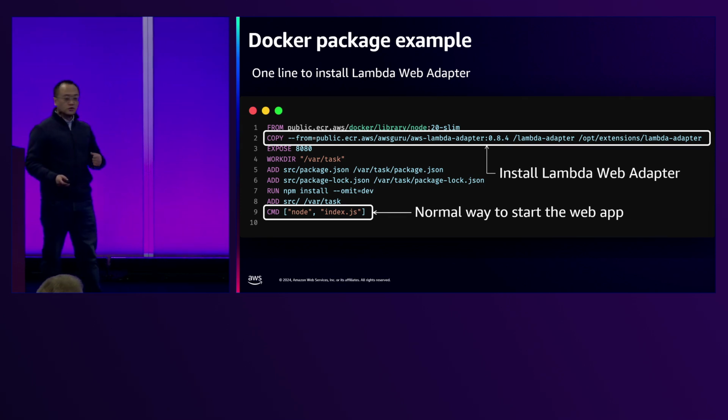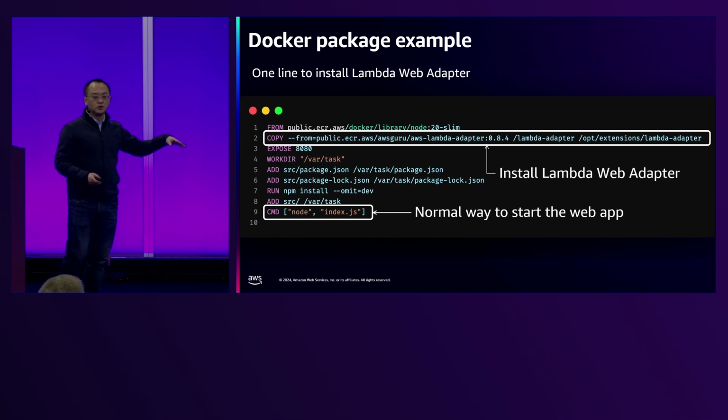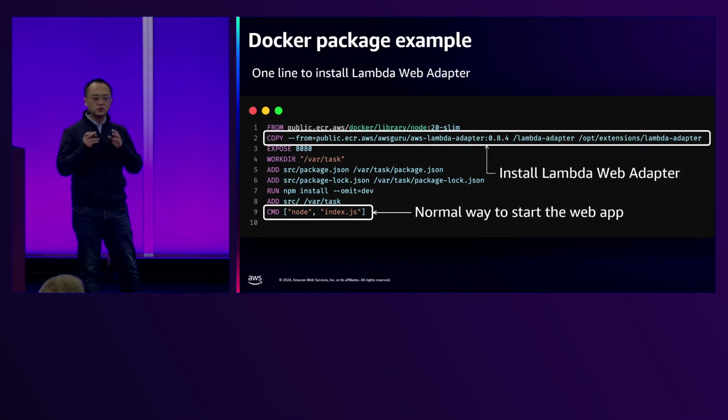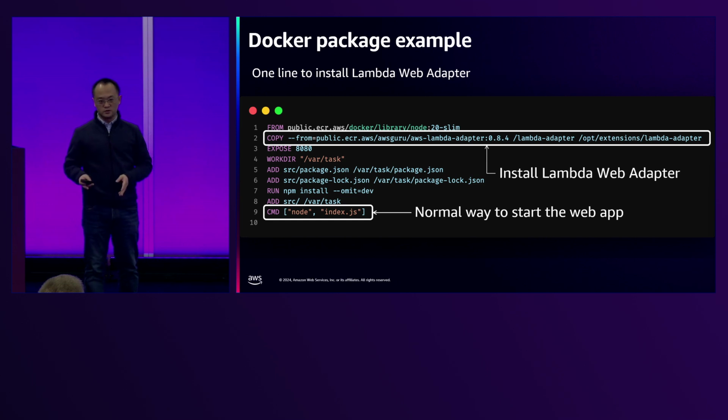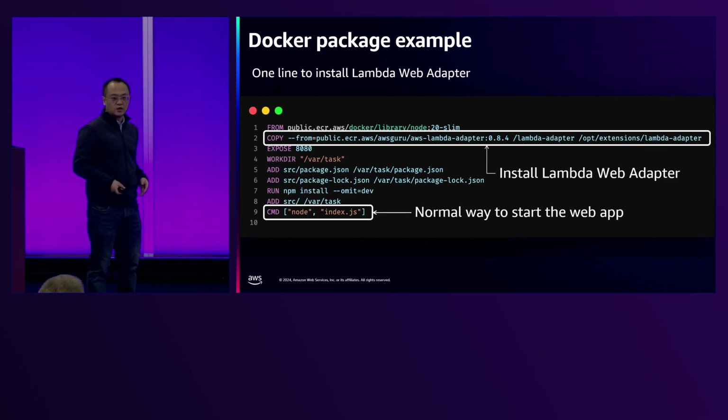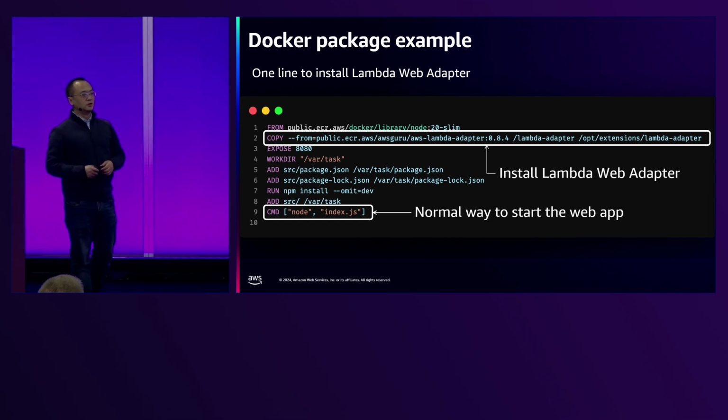Okay? The good thing is, if you build a Docker image with that one line of code to add the web adapter, this Docker image you can deploy on Lambda, and also you can run it without modification on an EC2 instance or Kubernetes, or even on your desktop computer. So you get the ability to port your web applications across server, container, or serverless compute environments.